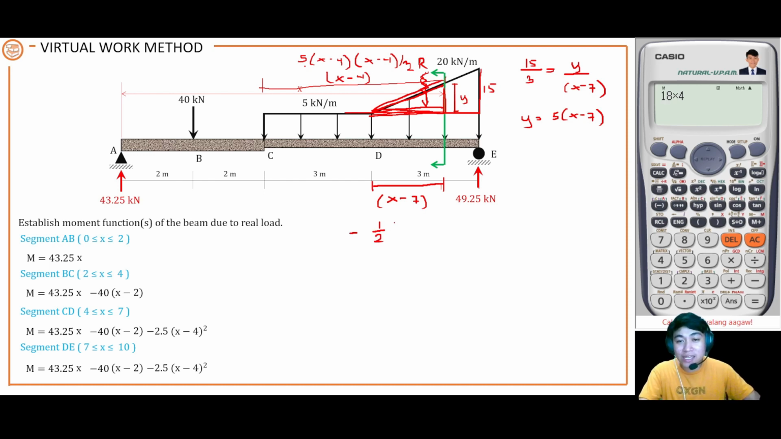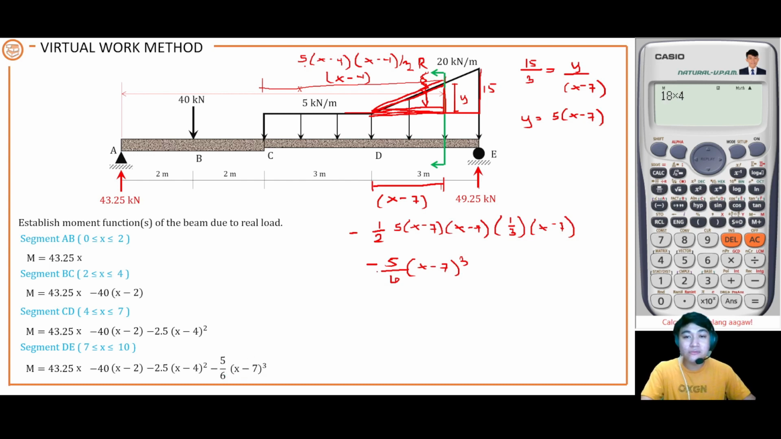Half of the height is 5 times x minus 7, and the base is x minus 7. The location of the resultant from the cutting section is 1/3 of x minus 7. Simplifying, this will be negative 5 over 6 times (x minus 7) cubed. So this is now your moment function from segments AB, BC, CD, and DE. That is the first thing to do: the moment functions of each segment.